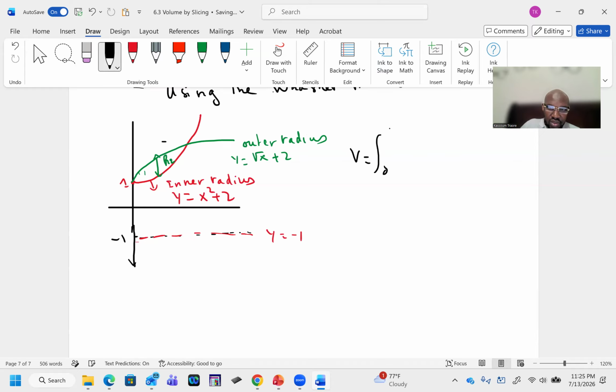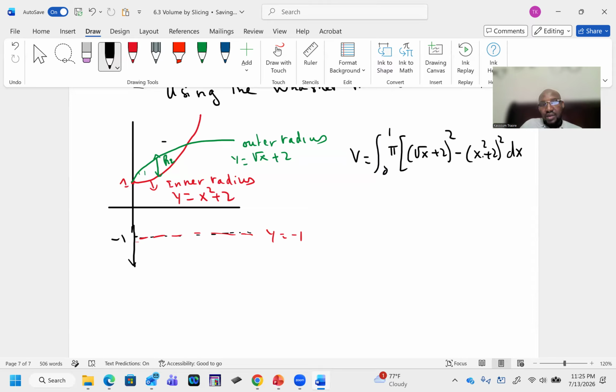from 0 to 1 pi. Outer is square root of x plus 2 squared minus the inner, which is x squared plus 2 squared dx.